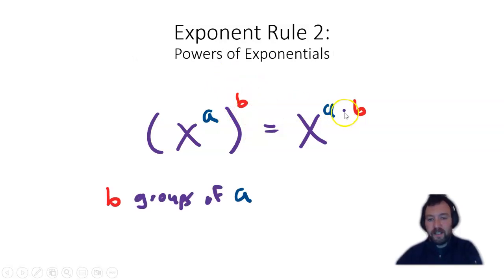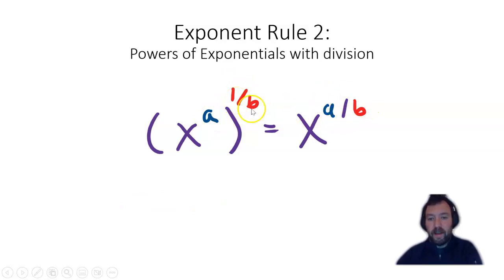If this is x to the a times 1 over b, then the a would be here and a 1 over b would be there, which is exactly what I have, right? X to the a times 1 over b, or a over b, it's the same fraction. Okay, so there's the second rule.